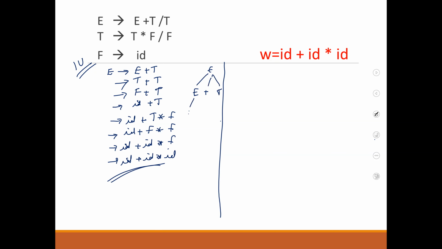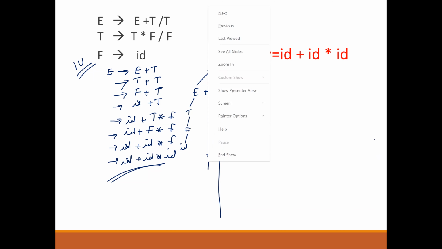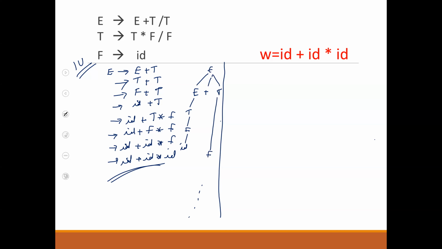Okay. The tree: E is equal to E plus T. E will be replaced to T. T will be replaced to F. This happens to be ID. Okay. Plus. No problem. Then T is replaced to F. F is replaced to ID and so on. You can construct it yourselves. Okay. So let's go for the bottom up.